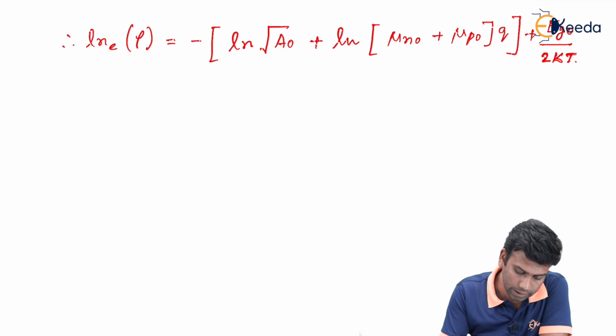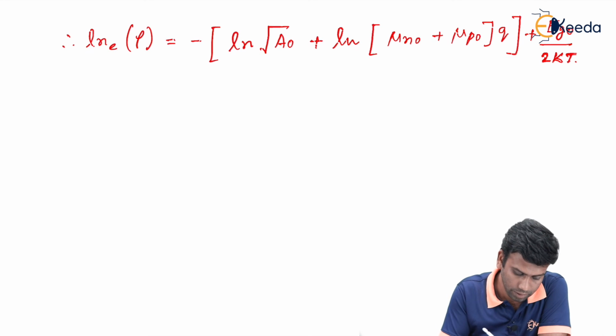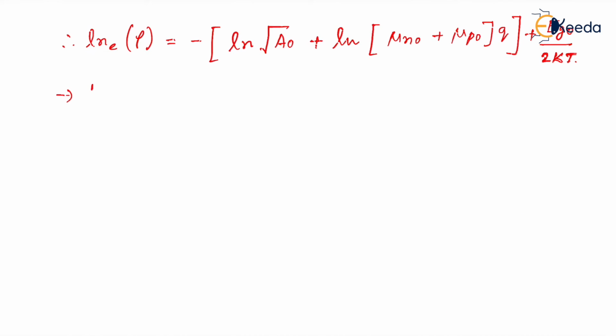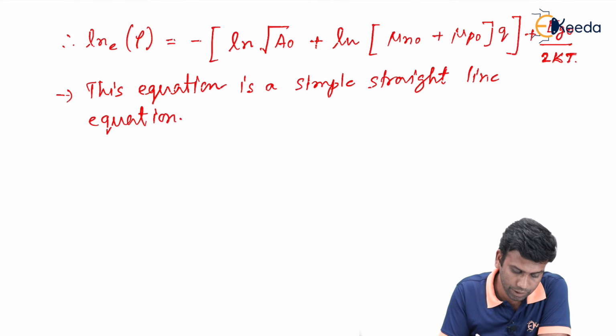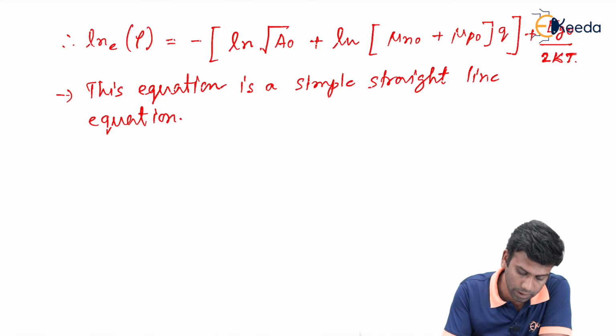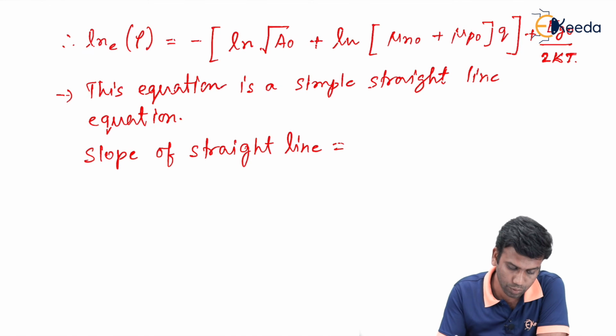Now, this equation is a simple straight line equation. So in this straight line equation, the slope of the straight line is equal to Eg0 by 2k.